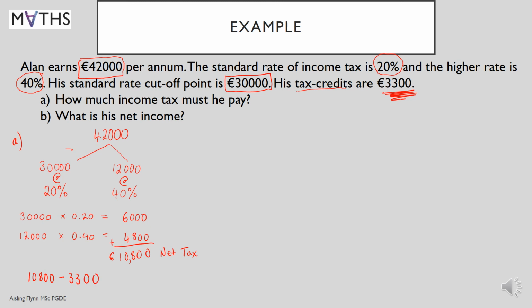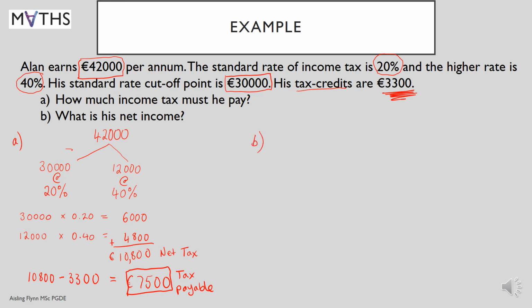So we take it off the initial tax bill. We minus the tax credits, minus 3,300, and that comes to 7,500 euros. Okay, so this is the answer to part A. This is his tax payable. Okay, so you can pause again and review those steps. The most important part is to divide up the income correctly into standard rate and higher rate.